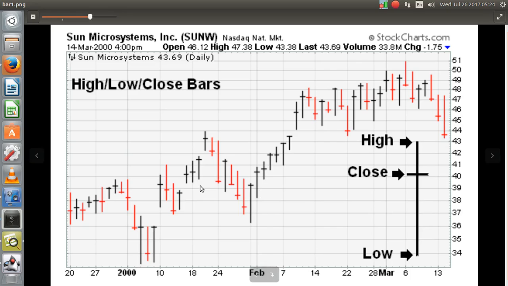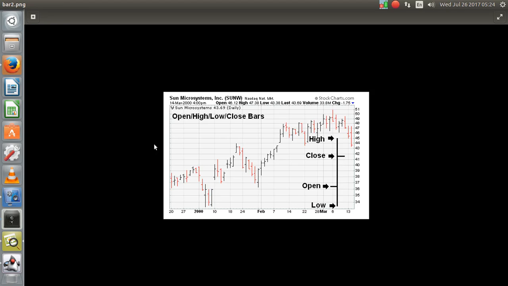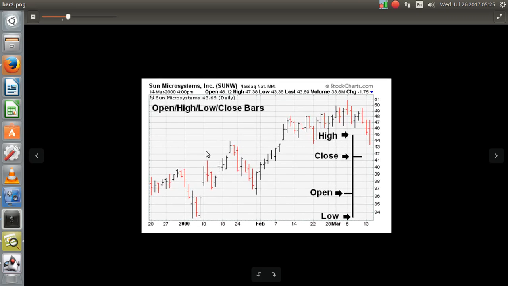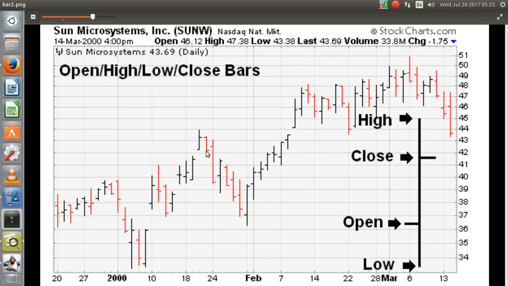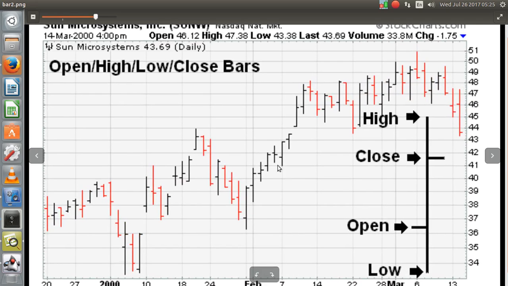There's another form of bar charts which is OHLC, which takes into consideration the open as well. Here it is. The OHLC bar chart, let me enlarge this for you. Here you go. The open is plotted as a horizontal bar on the left. The close is a horizontal bar on the right. The high is, as usual, the highest high in the chart, and the low is the lowest low in the chart.